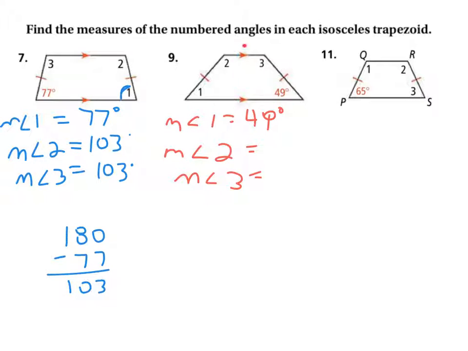So we're dealing here with some kind of supplementary pair. So we say, okay, what do we get there? We get 180 minus 49, and we get 131. So angles 2 and 3, both 131.